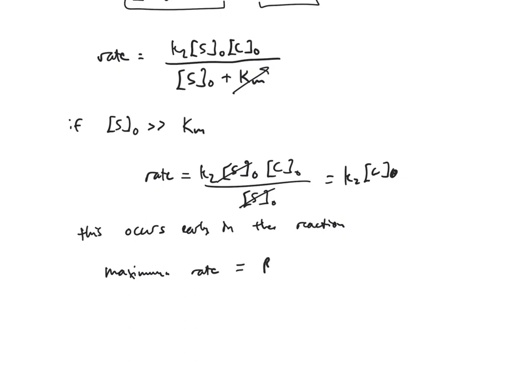So we can just call that R max, or rate max. This is often called Vm in the stuff we're going to be talking about later. And this just equals K2 concentration of C, like that. And that's it for catalysts. In the next video, we'll see Michaelis-Menten kinetics.